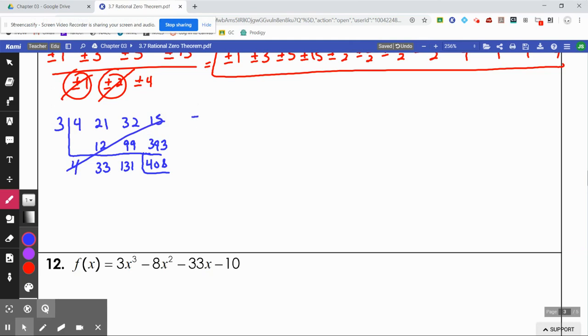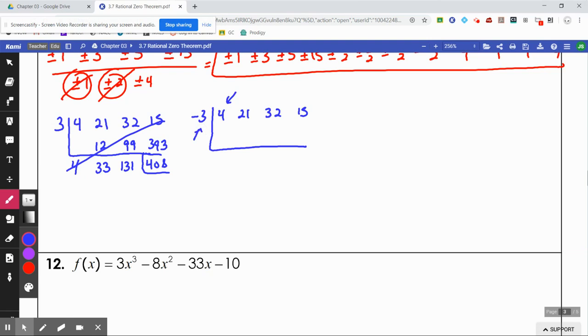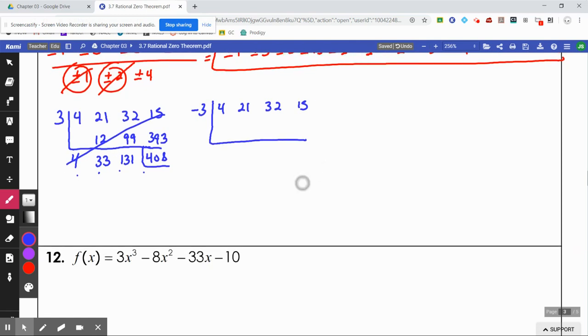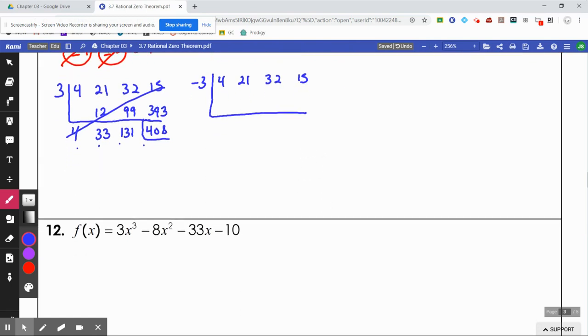So let's try negative 3. 4, 21, 32, and 15. So think about this. Since all of these are positive, if you ever use a positive number out here, you're bringing numbers down that are positive and multiplying by positive numbers. Again, it'll only get bigger and bigger and bigger. So that's something to look out for: are all your coefficients positive? Because if so, your root's going to have to be negative. So let's try negative 3.